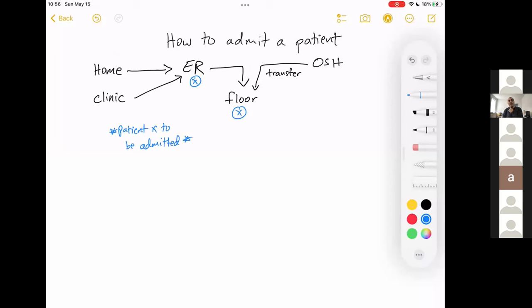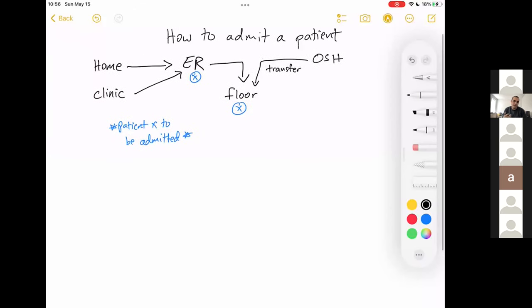Okay, and so now it's your turn. Now it's your job to go and admit this patient. And people do it differently. By no means is this the only way of doing things. There are many, many ways of doing things, but this is the way I learned, so this is the way that I do it, of how I admit my own patients, okay? It's how I learned over the years to admit patients.